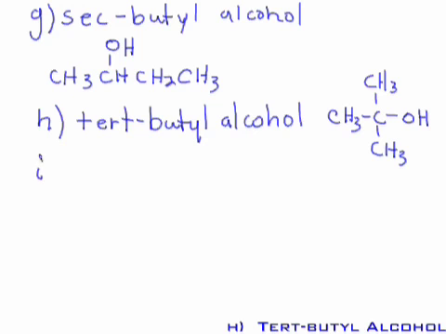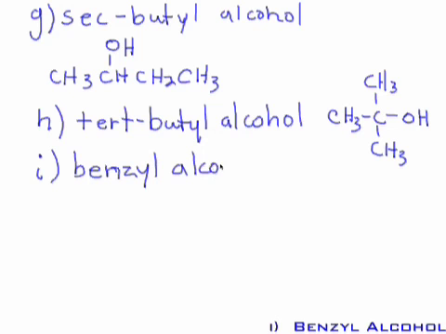I, benzyl alcohol. Unlike the name sounds, benzyl alcohol is not derived from benzene, but rather what you get when you pull an H off the methyl group of toluene. And you attach an OH in place of the hydrogen, which means we got an aromatic ring with a CH2 and an OH. Benzyl alcohol.